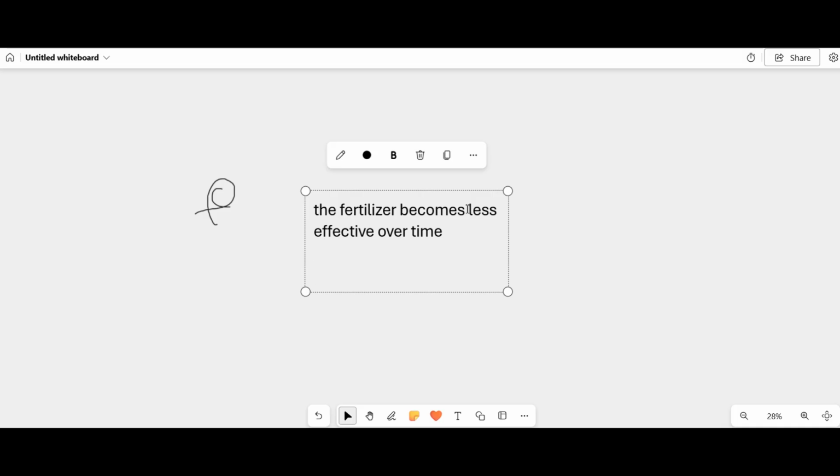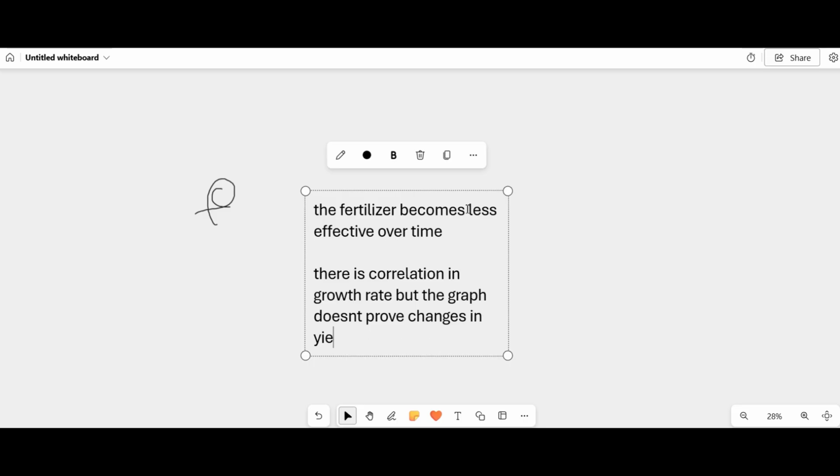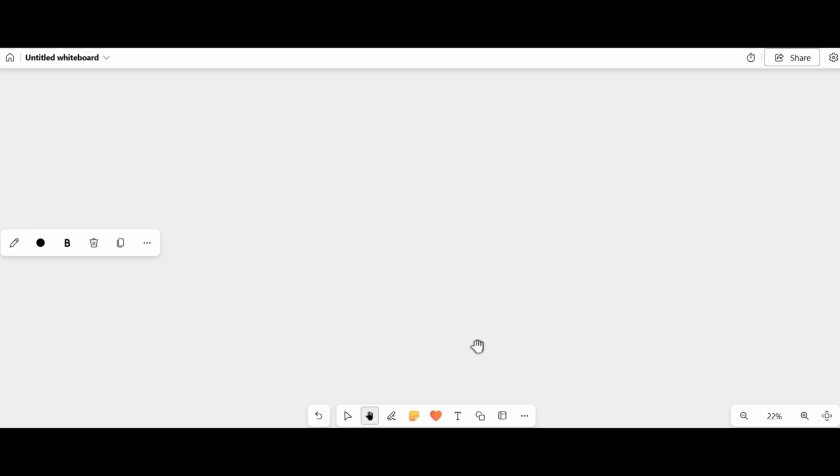You can see here that there is a correlation in the growth rate. So the fertilizer is helping it grow. But the graph here doesn't prove that the changes in yield are due to fertilizer, because it's just showing the fertilizer and the yield. It's not showing all the other factors that could be affecting it. So that's what it means by evaluate. You've got to talk positive and negative. Alright, calm. Question 5.